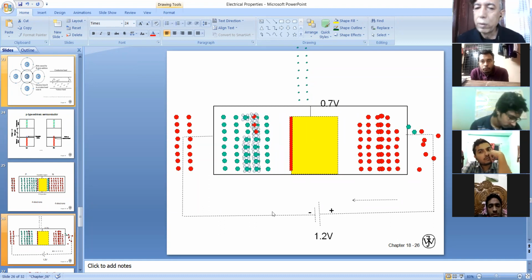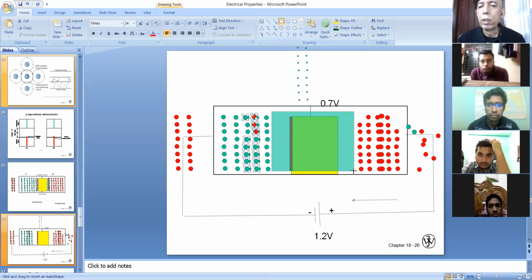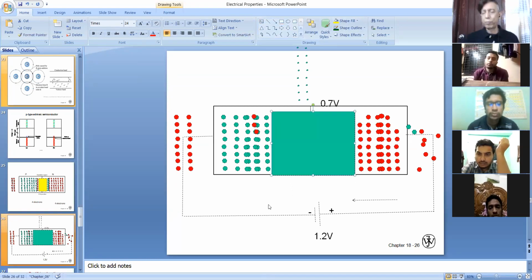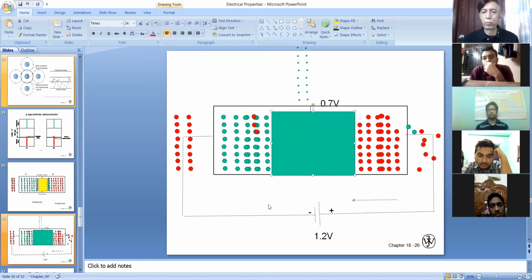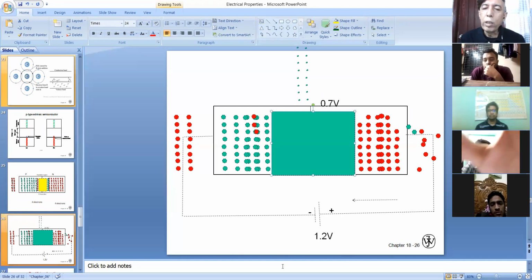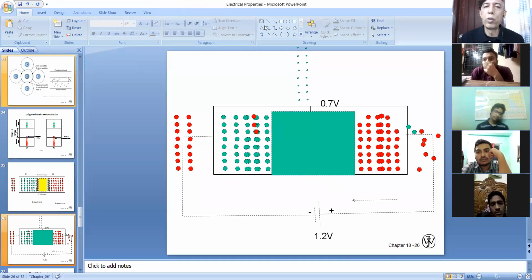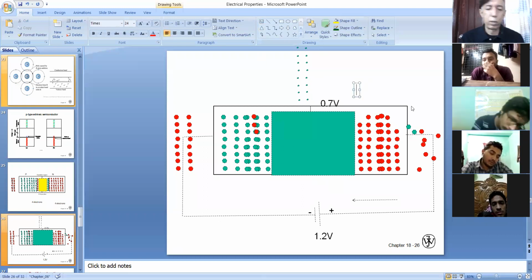What does it mean? The depletion region now becomes larger, and you will find no electricity. Can you find any electricity? No, you will find no electricity. So this is called reverse bias. This is known as reverse biased.